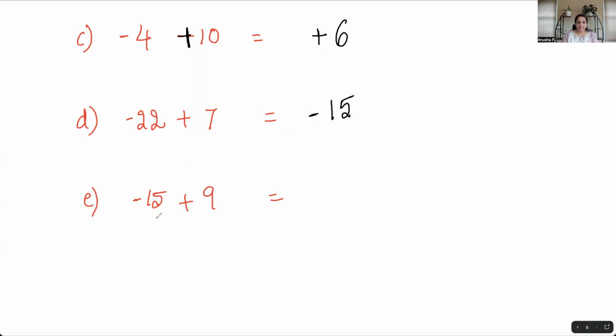And -15 plus 9. Again, both numbers have opposite signs. Subtract: 15 minus 9 is 6. And keep the sign of the larger absolute value number, which is -6.